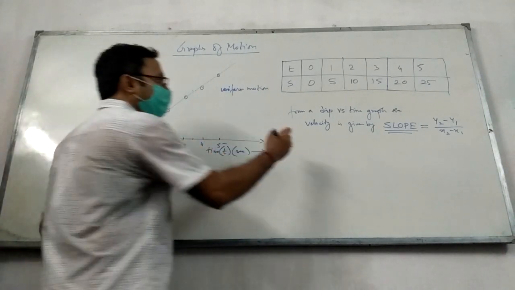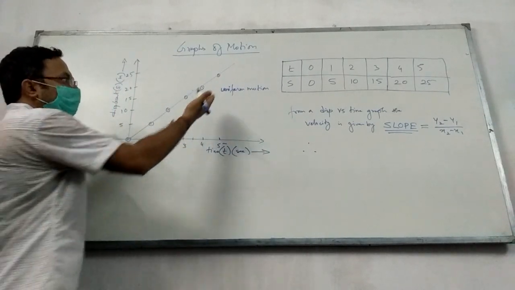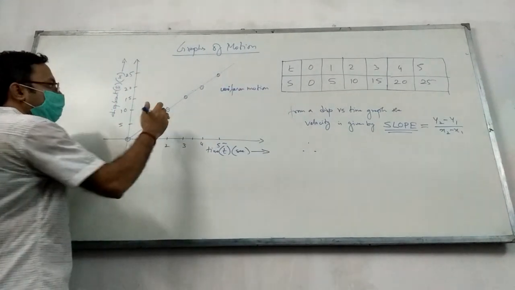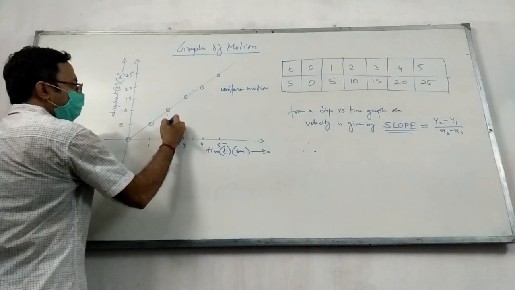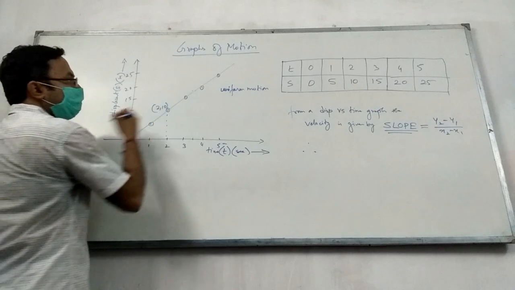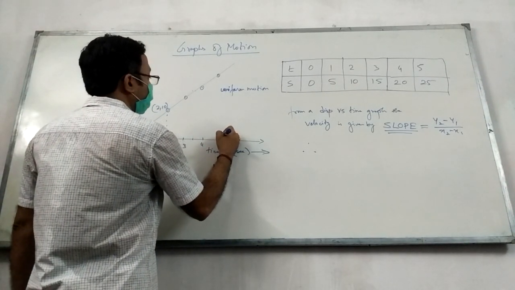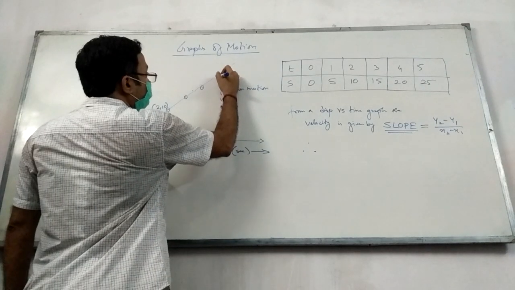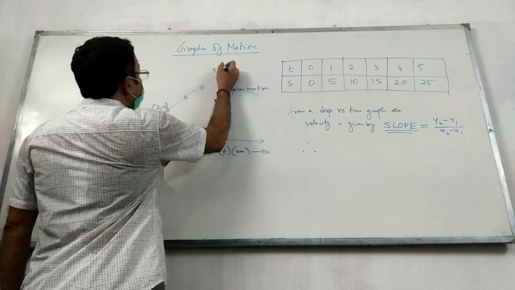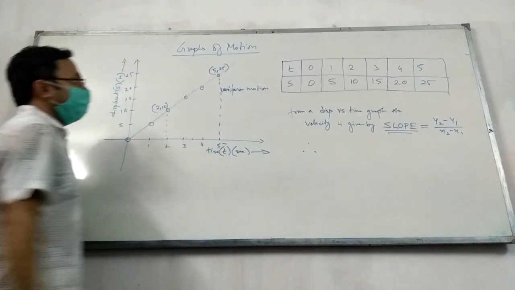Okay, so let's find it out. Say average velocity has to be equal to the uniform motion now. So it's also an average velocity problem. Say if I take this point, this is how much? 2, 10. You understand this? And if I take this point, say 5, 25.